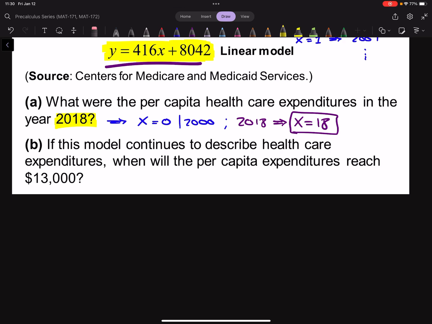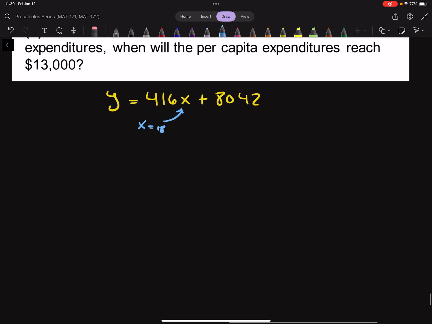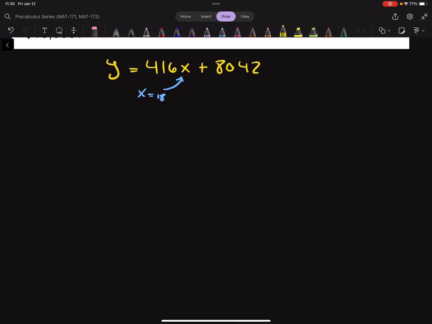So let me write our model down here. Y equals 416x plus 8042. And we're just going to substitute in X equals 18. And I should probably do that in a different color, right? Just to show you. We're going to substitute in X equals 18 into our model. So we have Y equals 416. And I like to use open parentheses whenever I'm substituting values in. This just helps me keep track of everything for the work that I'm doing.